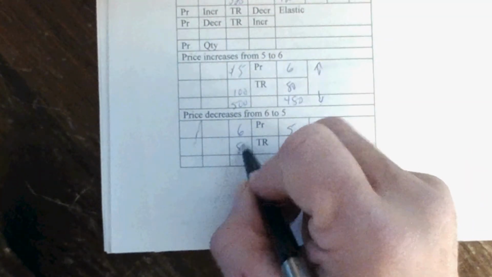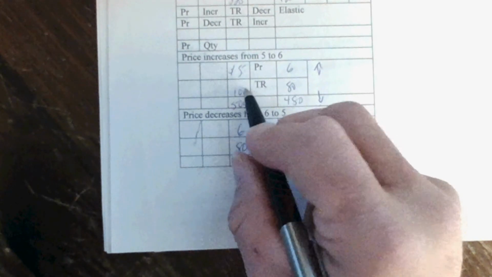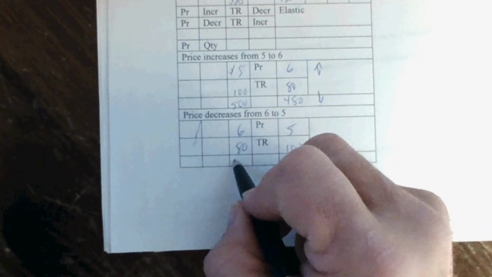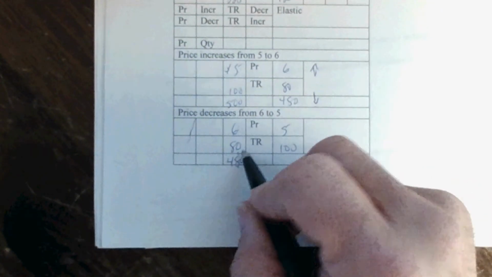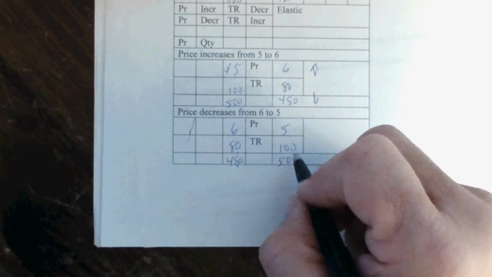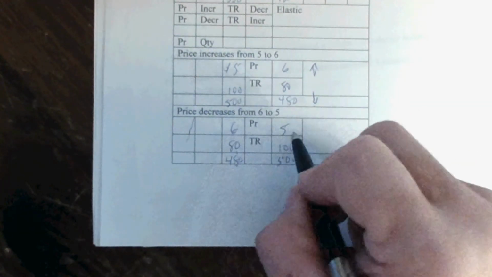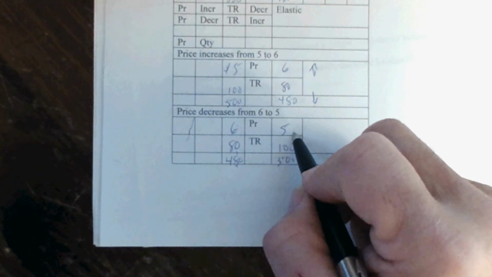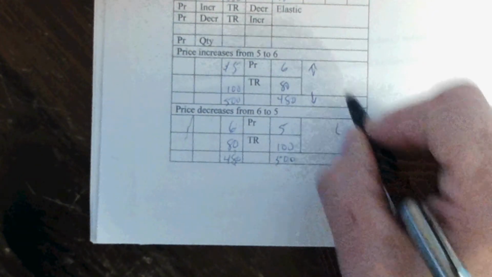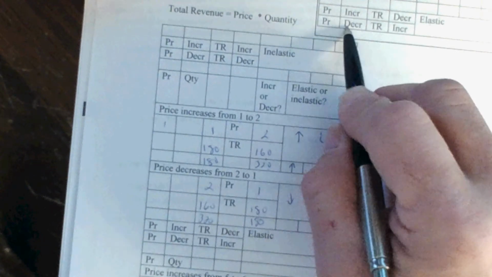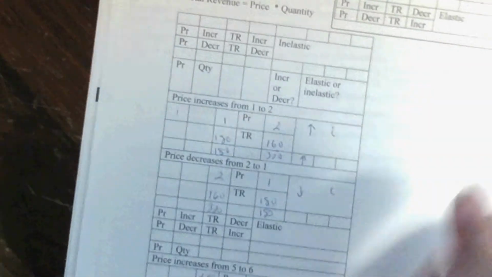But if we go from 6 to 5, our quantity demanded at 6 is 80, our quantity demanded at 5 is 100. Our total revenue at $6 is 480. He puts it on sale at 5, his quantity changes to 100. Now he lowered his price and his total revenue increased. This is elastic. Lowering his price, total revenue increases. They're moving in opposite ways. And so that's the total revenue test.